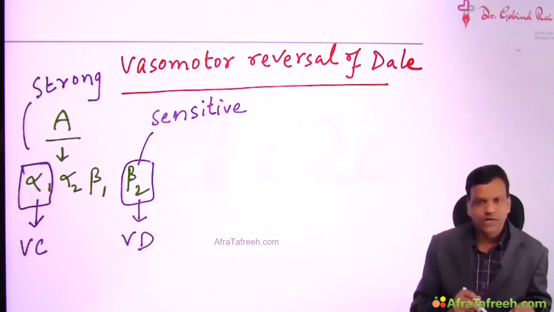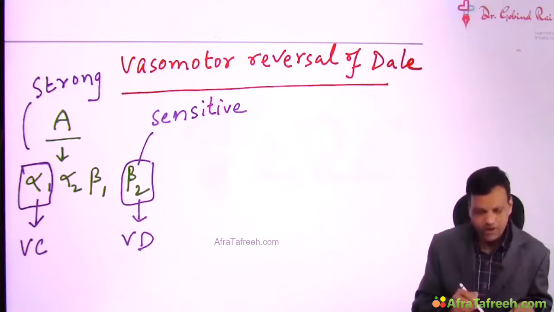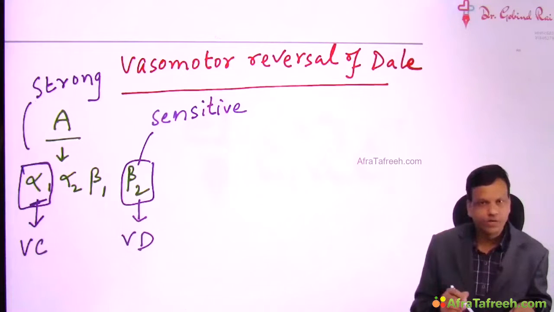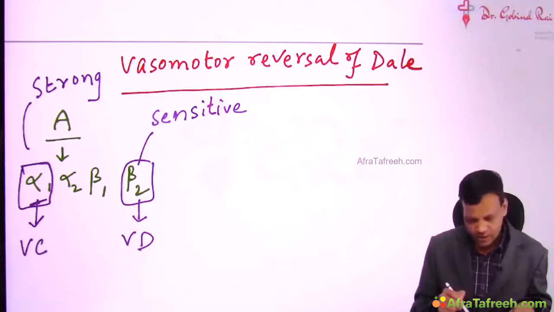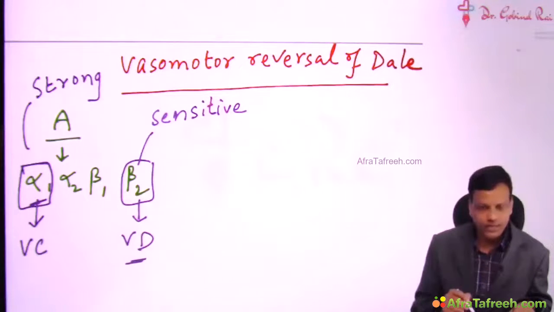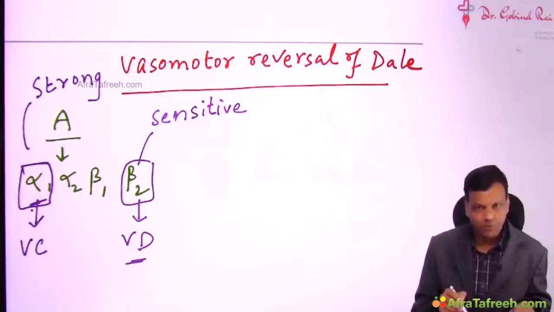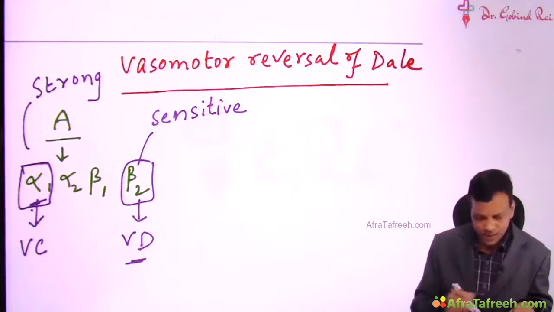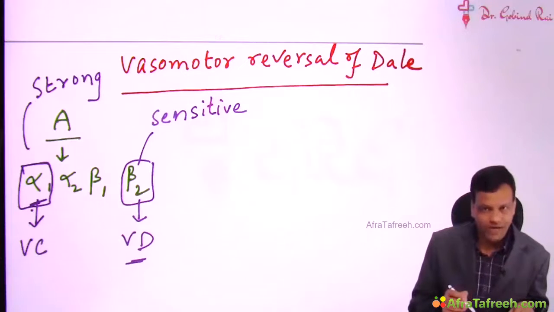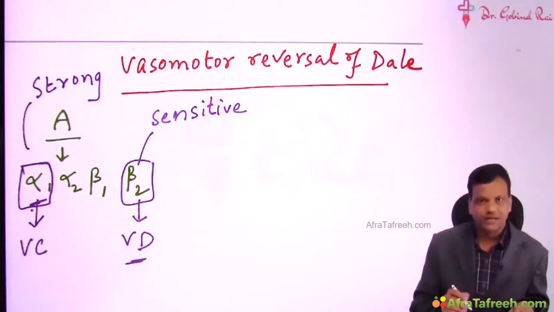And when both are stimulated, alpha 1 will have more effect because it is a strong receptor. So if we give low dose adrenaline, it stimulates only beta 2, which will lead to vasodilation. But if we give high dose adrenaline, it stimulates alpha 1 and beta 2 both. But the effect of alpha 1 will predominate, so the net effect will be vasoconstriction. Now to understand this more effectively, we will make it mathematical.